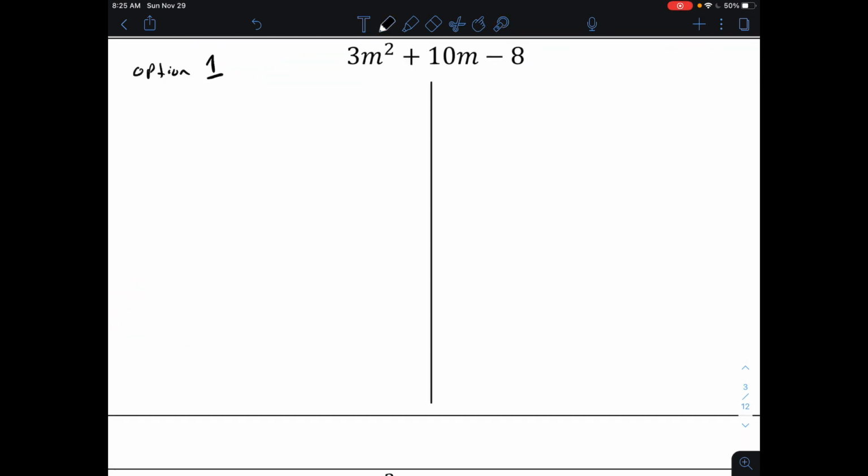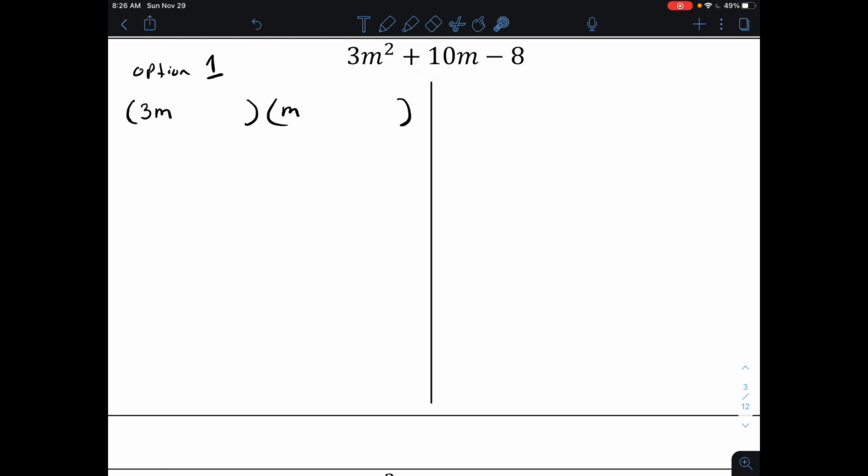All right, one more problem here. So I want to factor 3m squared plus 10m minus 8. Now, we have a prime number in front of that m squared, a 3, so that means I have to have a 3m and a 1m multiplied out. I need to figure out what the other numbers are.